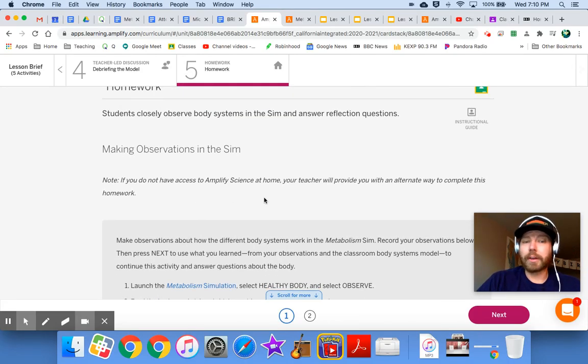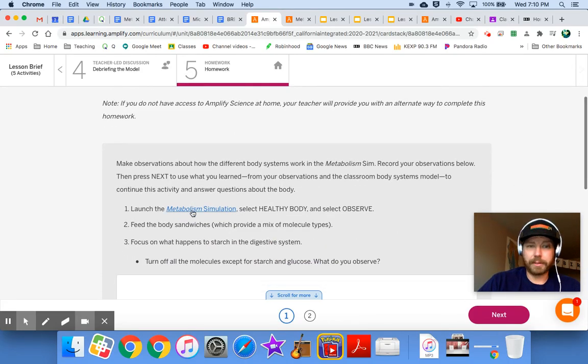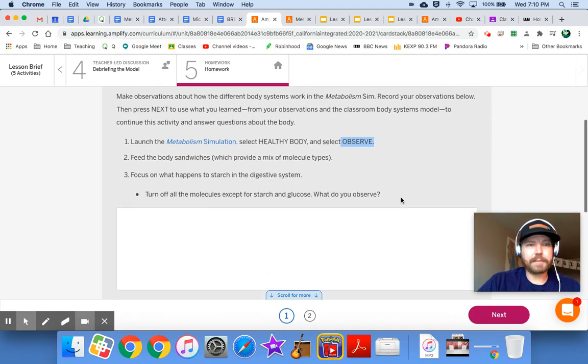The homework, you're going to go into the simulation, the metabolism simulation. You can click on it right there. It'll take you directly to it. You're going to select healthy body and you're going to select observe, just like we've done in the past. And feed the body sandwiches. All right. Love me a sandwich. Why a sandwich? Because it provides a good mix of these different molecules that we want to focus on.